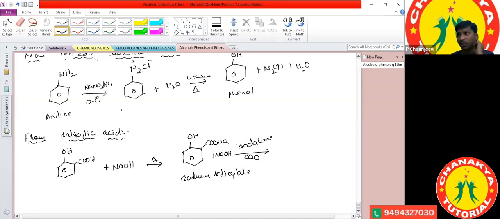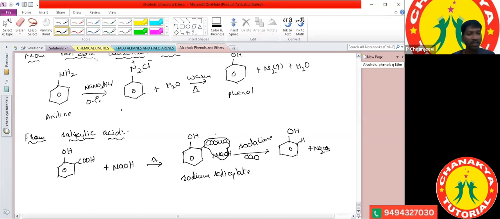So why are we using soda lime? Soda lime is used as a decarboxylating agent. So that means the NaO and this COONa comes out in the form of Na2CO3, and this hydrogen is attached to the benzene ring. If it is attached to the benzene ring, it forms phenol. So now you have the clarity. By decarboxylation, from salicylic acid also we can prepare phenol.